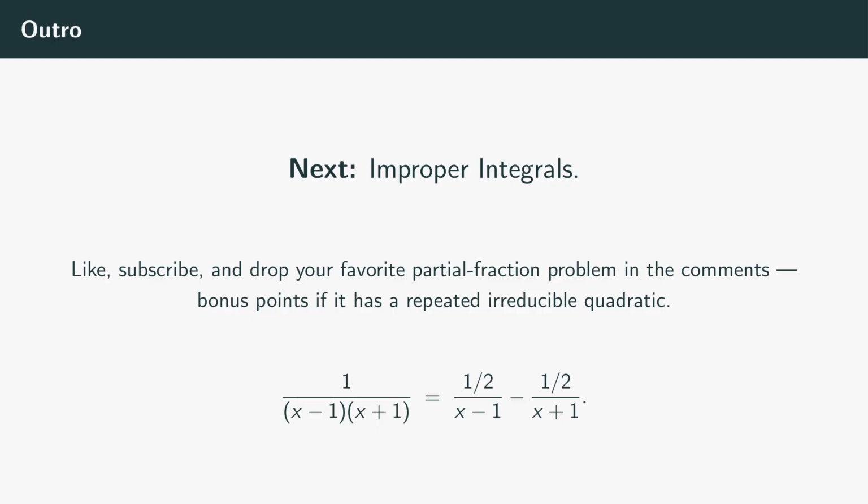Next episode, improper integrals. We'll define the integral from 1 to infinity of dx over x squared as a limit, watch it converge to 1, and then watch the integral from 1 to infinity of dx over x diverge to infinity, despite looking almost identical to its convergent cousin. Finite areas under infinite curves, infinite areas under nearly identical curves, the paradoxes that motivated rigorous analysis. See you in the next one.